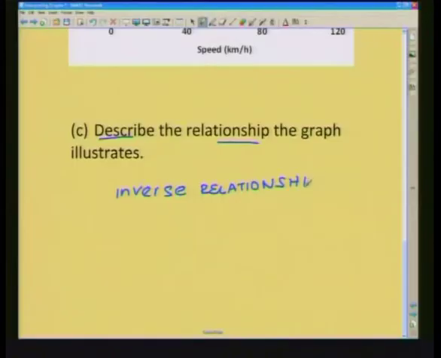Since what we've seen is that as your speed increased, the time taken to complete the same trip decreased. So this was in fact an inversely proportional relationship. Guys, we're now going to move on to the last exercise, which is exercise 2.